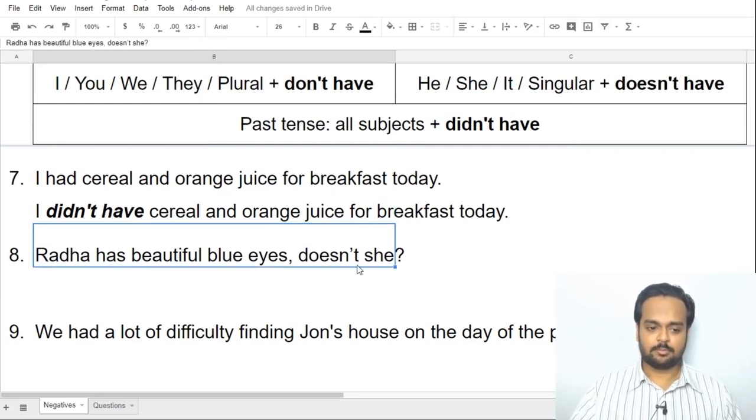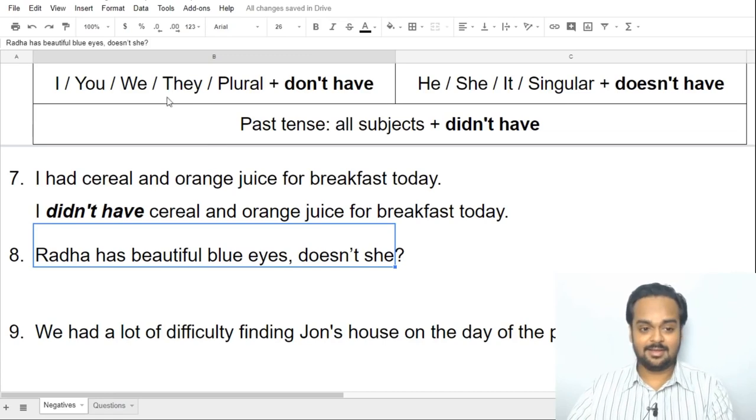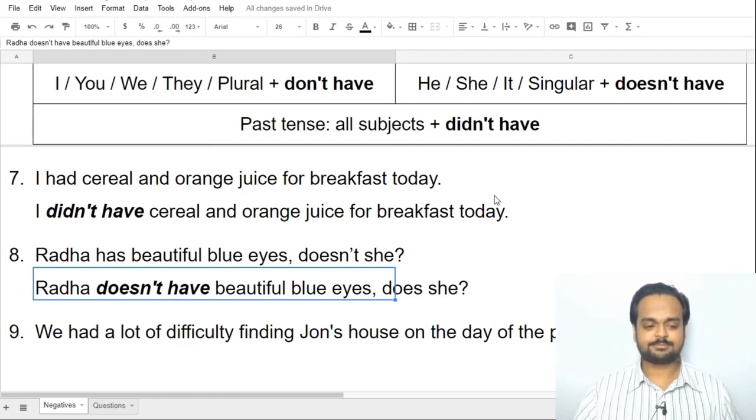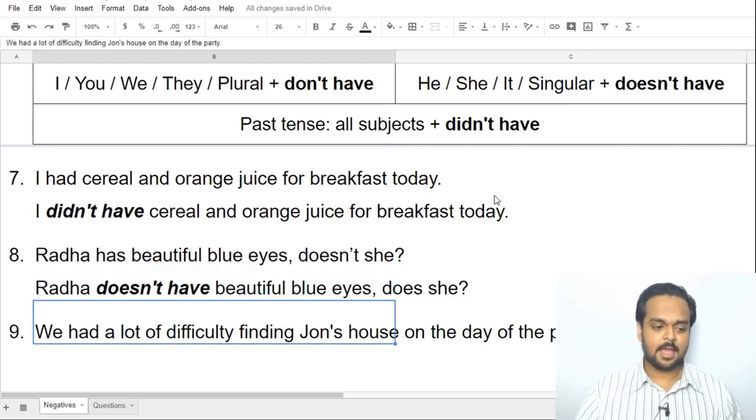Radha has beautiful blue eyes, doesn't she? Well, Radha doesn't have beautiful blue eyes, does she? I'm laughing because this is not a nice thing to say to anybody. You should never say this. But for illustration purposes, this is how we would make the negative sentence. But it's a very mean thing to say, so don't say that to anybody.